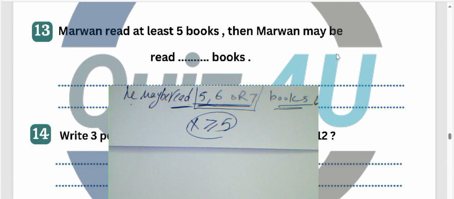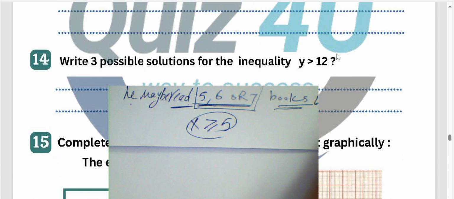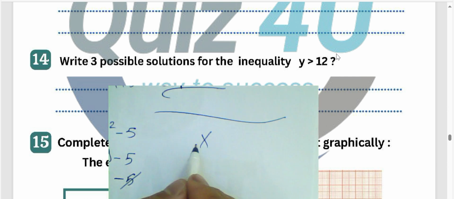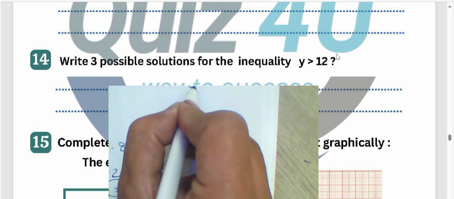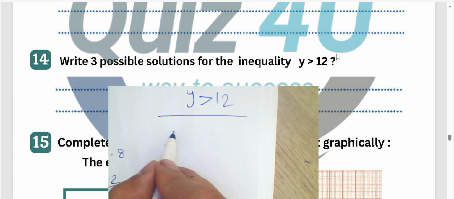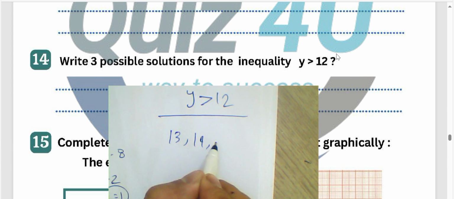Next question, write 3 possible solutions of the inequality. We have here y greater than 12. We can write first solution 13 or 14 or 15. Okay.